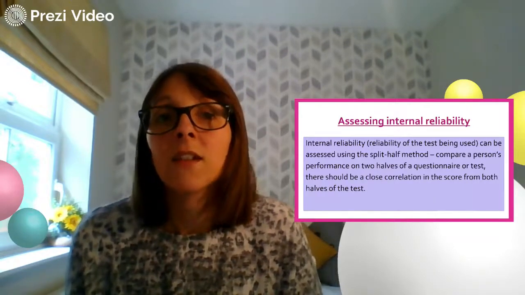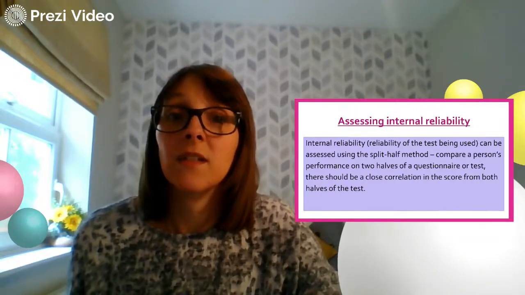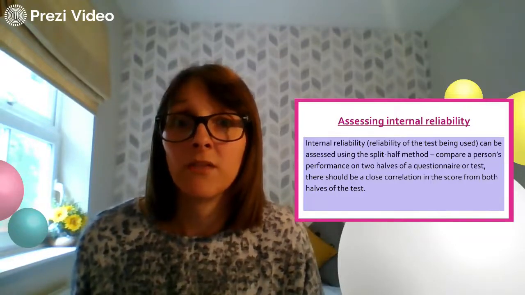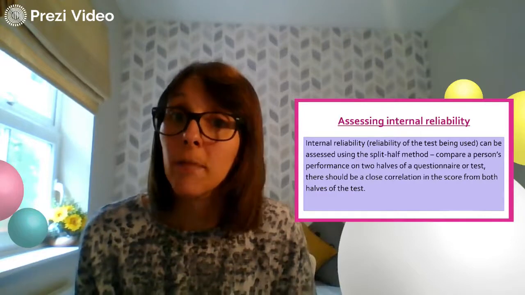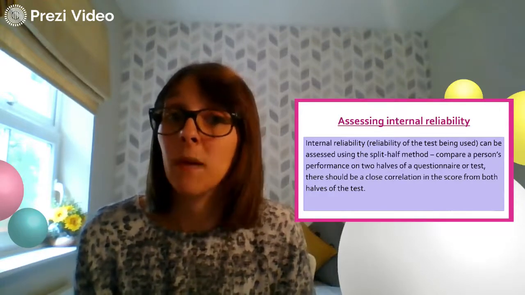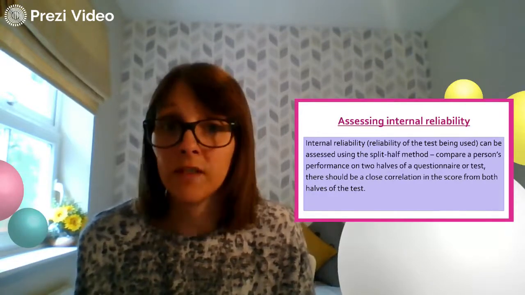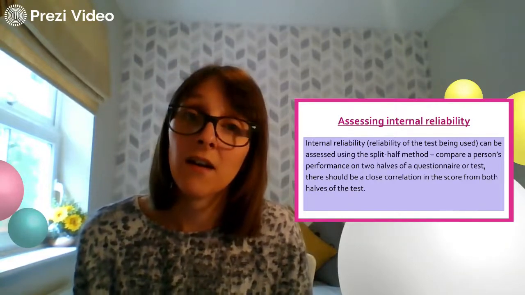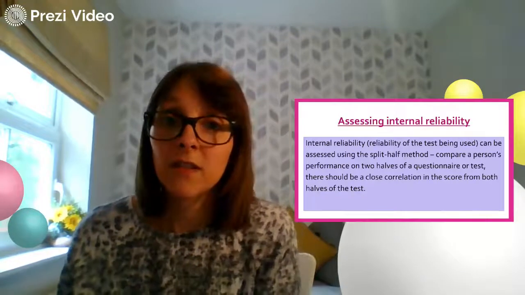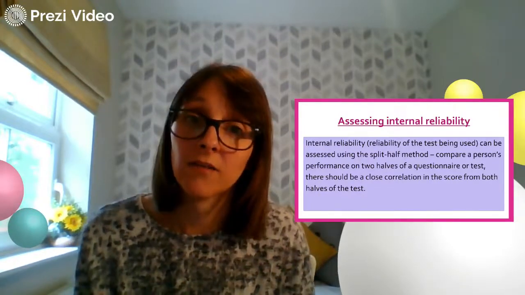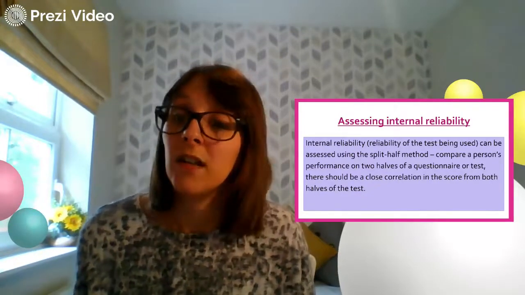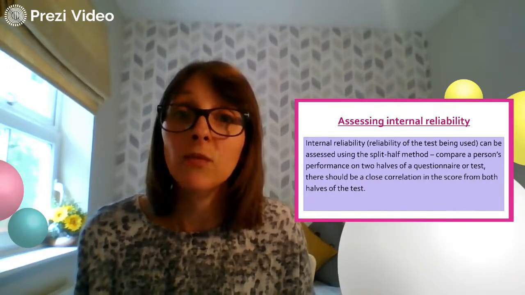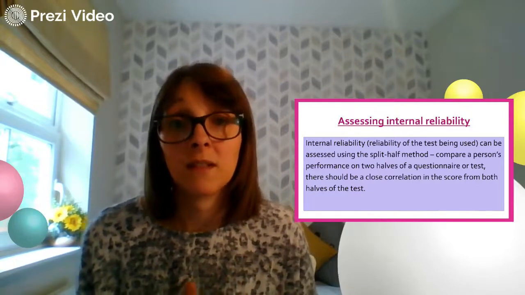So internal reliability is the reliability of the test that we are using, and we can look at the reliability of this using the split half method. So we've got a memory test to test someone's memory with regards to how much sleep they've had. What we need to do is give them that test and split that test in half. So we give them one half of the test, and then we give them the second half of the test. And we would expect to find that that person would get very similar results on both halves of the test. This would mean that the test and the way that we're testing that person is consistent.